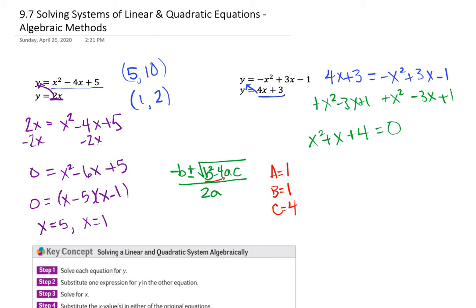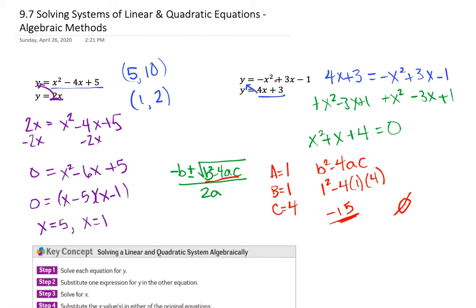So let's do that, b squared minus 4ac. I'll write that out, just the stuff under the square root. So I have 1 squared minus 4 times 1 times 4, like that. So I have 1 minus 16, or negative 15. Remember, if this is negative, that means I have no solutions. So this system of linear and quadratic does not have a solution.